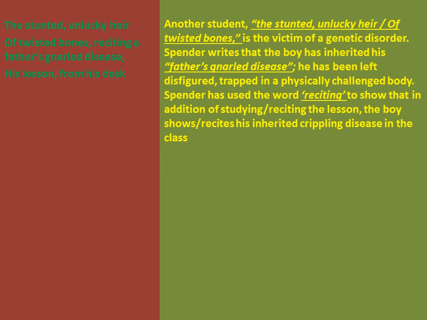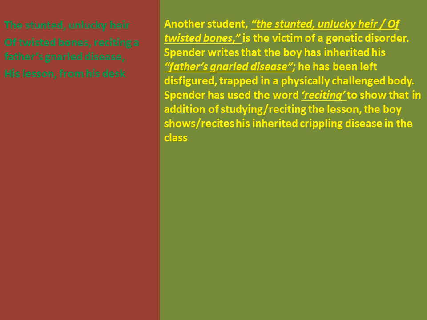The stunted unlucky heir of twisted bones, reciting a father's gnarled disease, his lesson from his desk. The meaning of this line is, there is another student. He is the victim of a genetic disorder. And see how beautifully the poet has explained it here, that this boy is an unlucky heir.